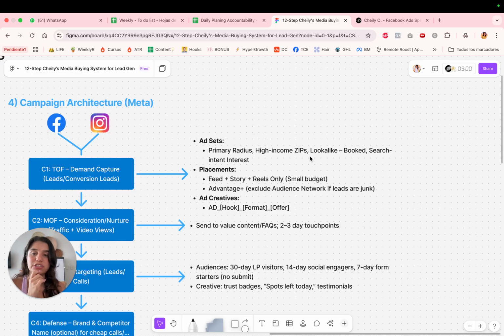The other thing is search intent interest. We can have different ad sets, one that is more broad and one that is more intentional based on the interest. And then for the placements, if you have a small budget, I would recommend only focusing on feed, stories, and reels for both Facebook and Instagram. But if you have more budget, then I would suggest including the Advantage Plus feature on Facebook and excluding the Audience Network if the leads are not working or are not good quality. And then for the ad creative, we name it based on the hook, the format, and the offer.